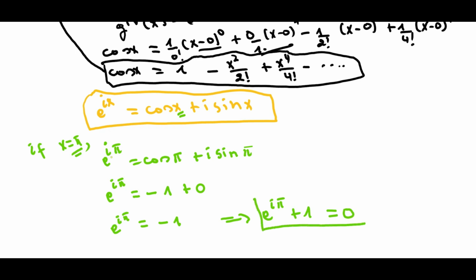And this equation is very powerful. That's the relationship between the Euler number, the imaginary unit number, and pi. So e power i pi plus 1 equals 0.